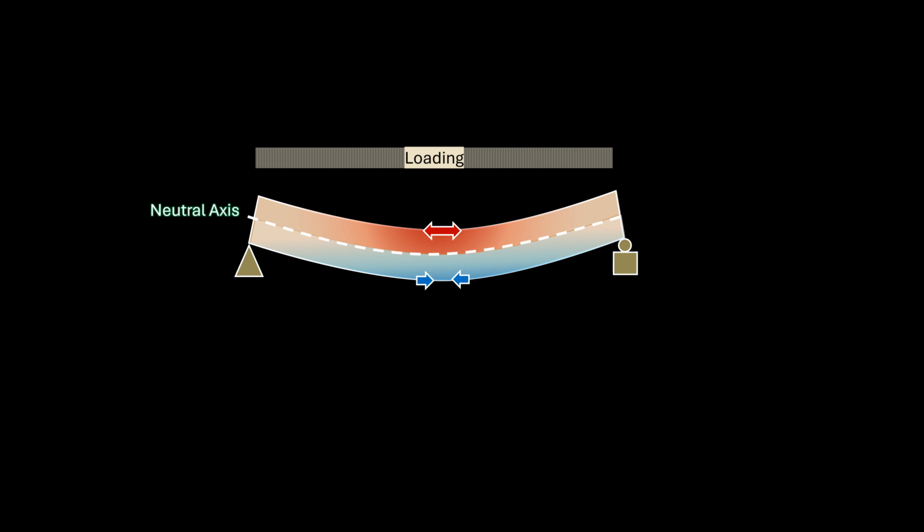Compressive force or compressive stress acting within the cross-section of the beam increases linearly from the neutral axis to a maximum stress at the top surface fibers. Similarly, tensile stresses increase linearly from the neutral axis to a maximum stress at the bottom surface fibers.